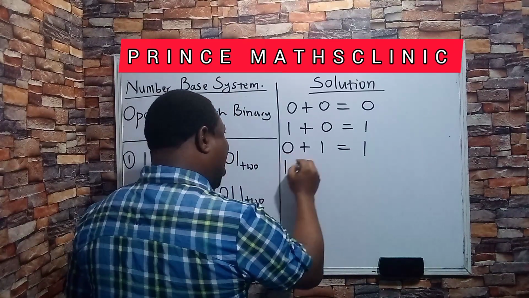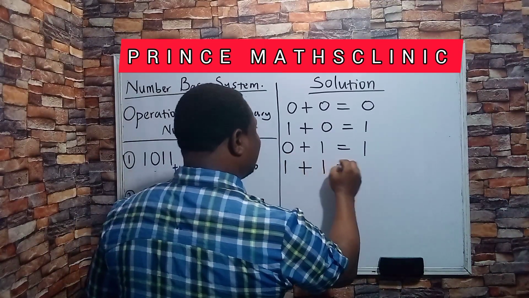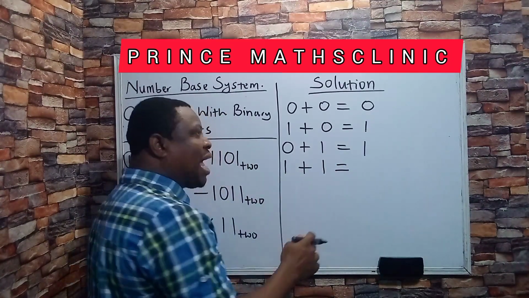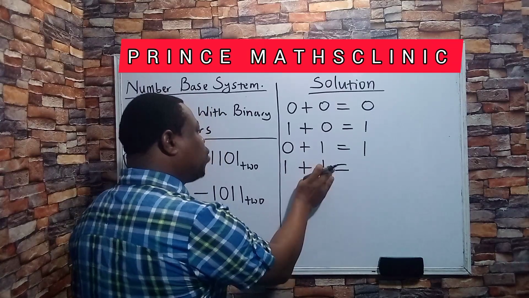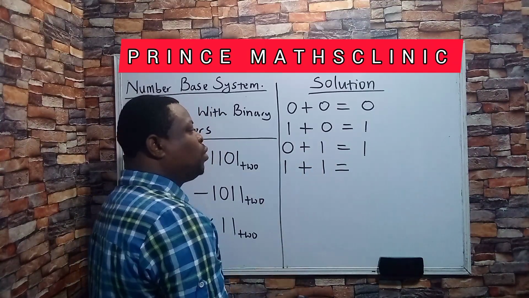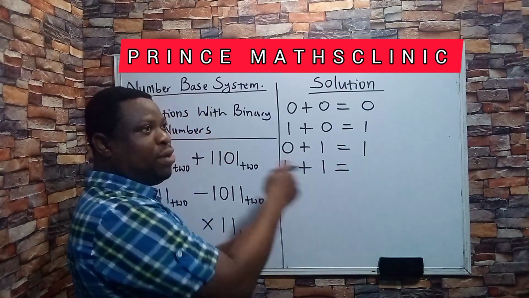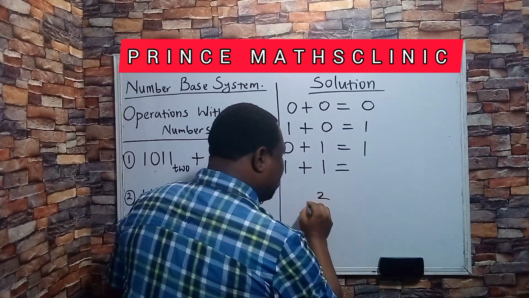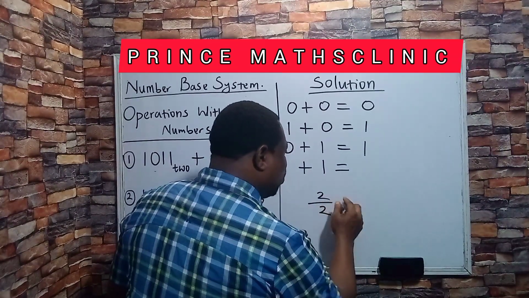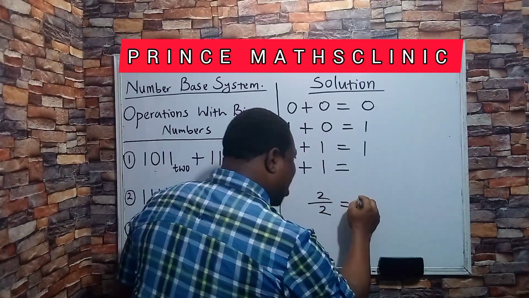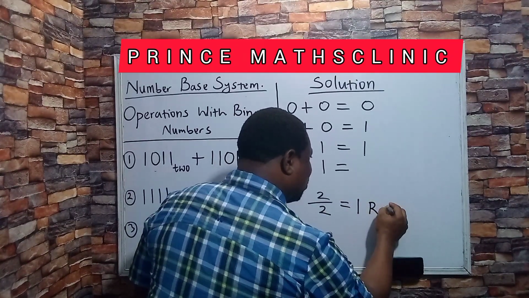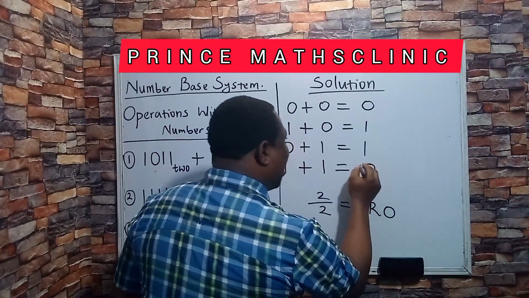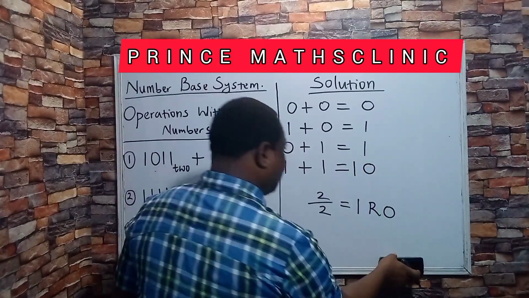And if you say 1 plus 1, in the normal counting system you get 2. But you can't write down 2 because you are in base 2. So you have to divide that 2 that you obtained by the base of 2. Then 2 can go into 1 one time, then remainder of what? 0. So you write down that remainder 0 and carry 1.